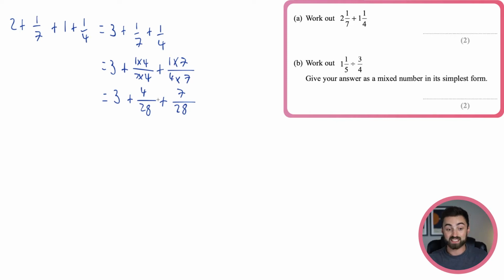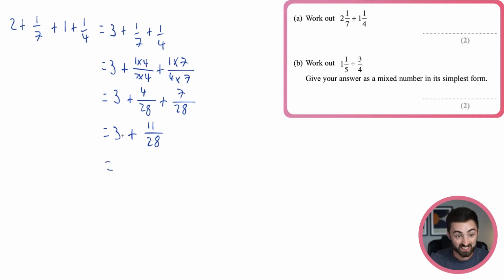Now I can add these things together because there's a common denominator, right? So this is going to be 3 plus, and then 4 plus 7 is going to be 11 over 28. So I'm not quite done yet because I am going to need to actually get this together. So in this case, I suppose we've got two options. It can be a mixed number or it could be an improper fraction. Now, because we've been given it as mixed numbers, I'm going to keep this as a mixed number.